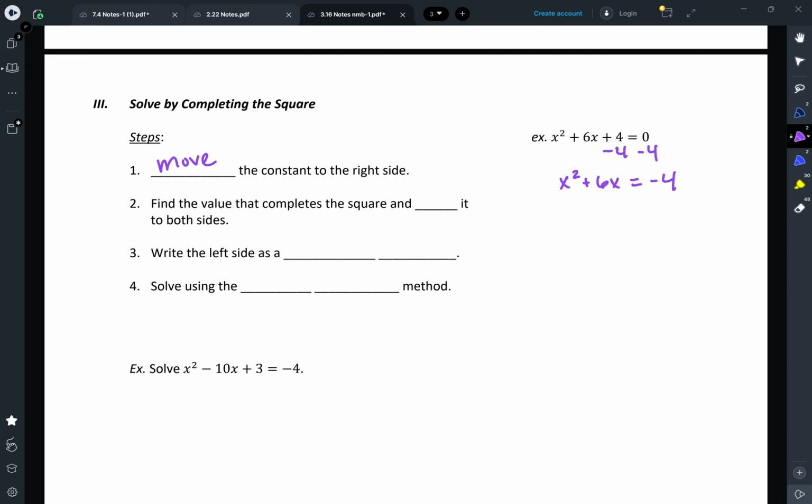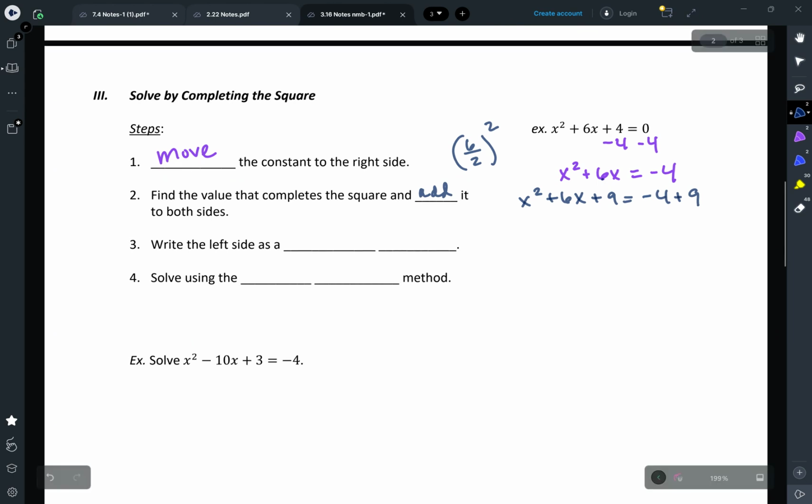So now what I want to do is find the value that completes the square and then add it on both sides. So I have my b term here, 6. 6 divided by 2 is 3. Squared is 9. So I would want to add 9 on both sides. So x squared plus 6x plus 9 equals negative 4 plus 9. We're allowed to add anything we want on both sides.